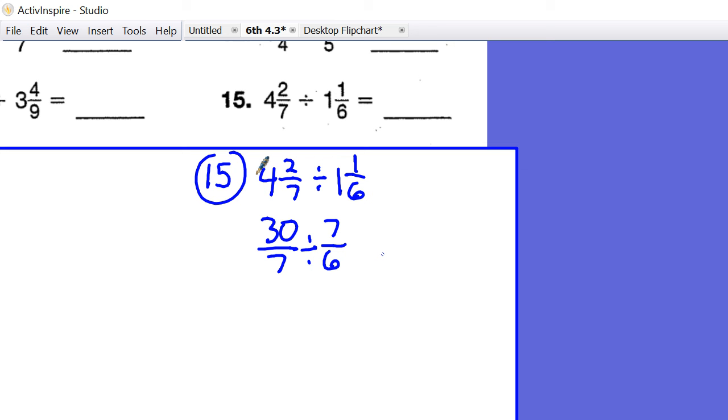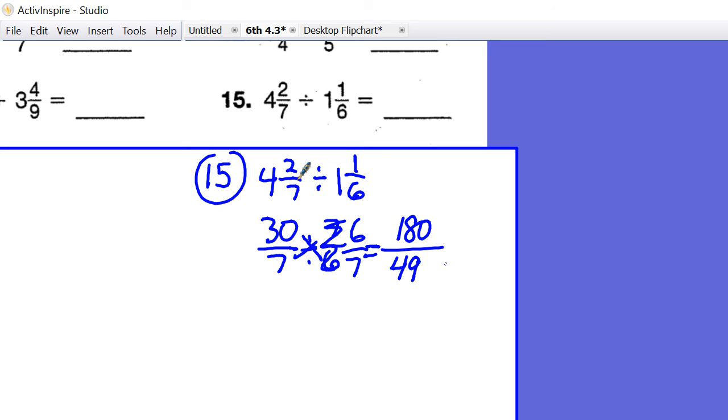But let's think back to the steps. The first step is to rewrite as improper fractions. The second step is to multiply by the reciprocal. And watch what happens when we reciprocate that second term. Now, actually, things don't simplify. 30 and 7 diagonally don't share a factor. They don't simplify. 6 and 7 diagonally, they don't simplify. They don't share a factor. So just be careful that you multiply by the reciprocal first, then check to see if anything simplifies, which in this case nothing does. So I end up with 30 times 6 is 180, and 7 times 7, that's 49.